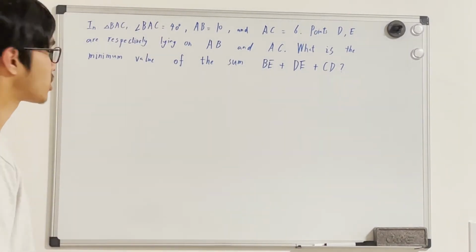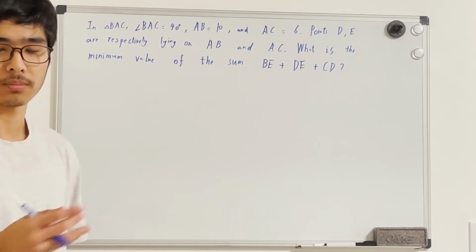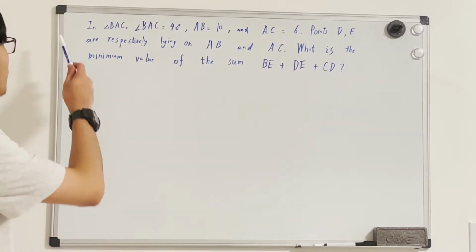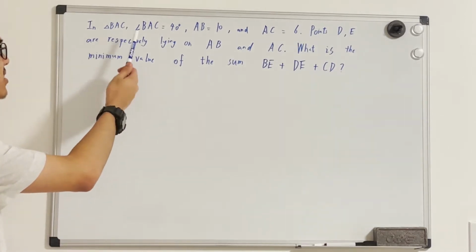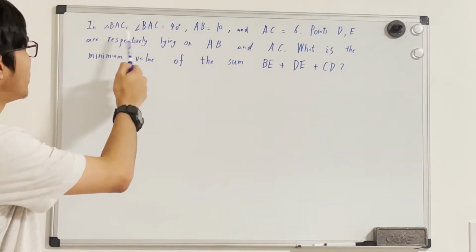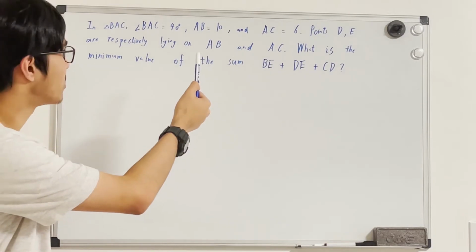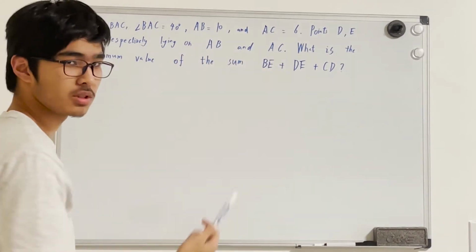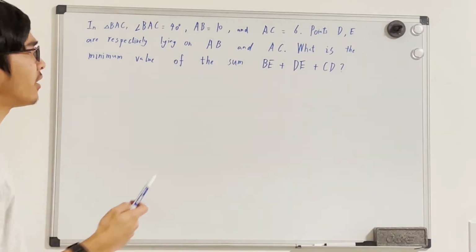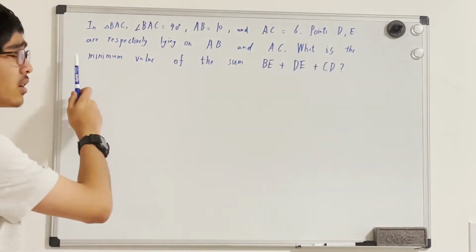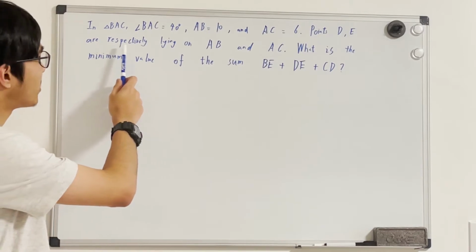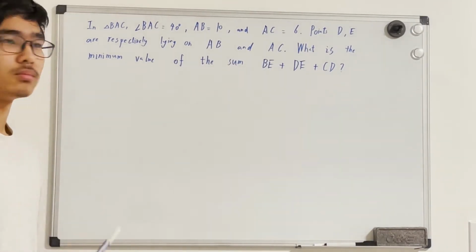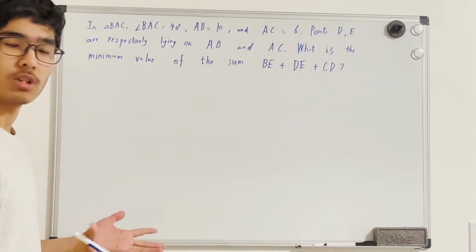So today we're going to explore a question that I adopted from an AMC past contest. The question says, in triangle ABC, the angle BAC equals 40 degrees, AB equals 10 and AC equals 6. And we will have points D and E that are respectively lying on AB and AC. So that's everything given to us.